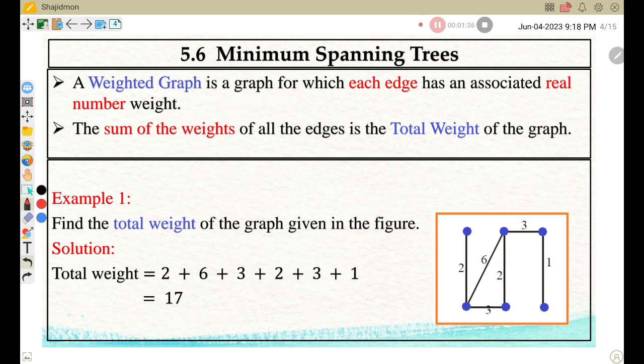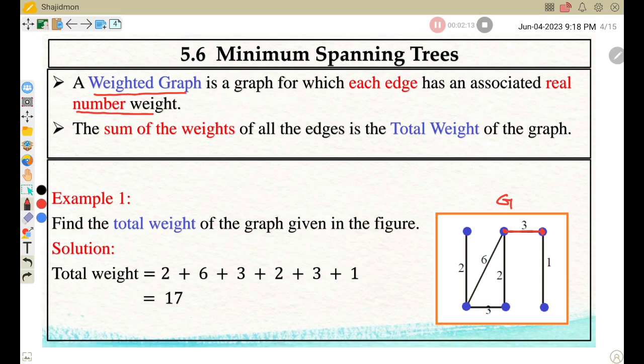Before coming to minimum spanning trees, we will discuss the meaning of a weighted graph. A weighted graph is a graph for which each edge has associated with it a real number weight. In a simple way, in a graph each edge is assigned one weight. For example, here one graph is given, graph G. On each edge we can see one weight assigned. For example, on this edge, what is the weight? 3, correct? 3 is the weight.